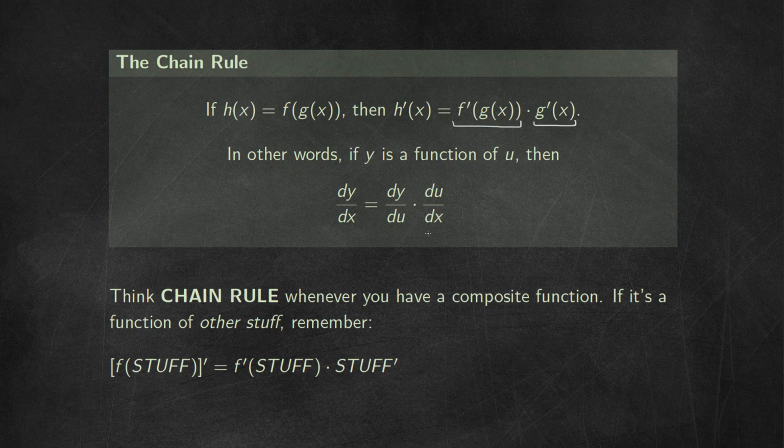If we look at this in Leibniz notation, same thing, dy dx is equal to the derivative of the outside function, that's our dy du, times the derivative of the inside function, our du dx. So think chain rule whenever you have a composite function. If it's a function of not just x, but of some other stuff, remember, the derivative of f of stuff equals f prime of stuff times the derivative of the stuff. So f prime of stuff is the derivative of your outside function, and stuff prime is the derivative of the inside function.